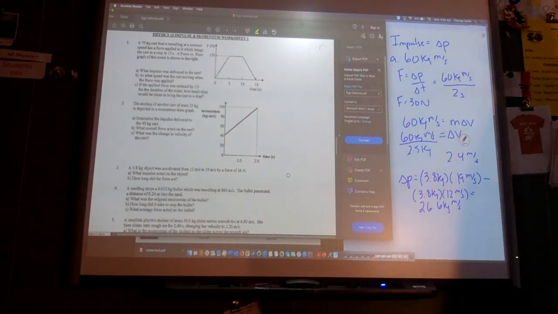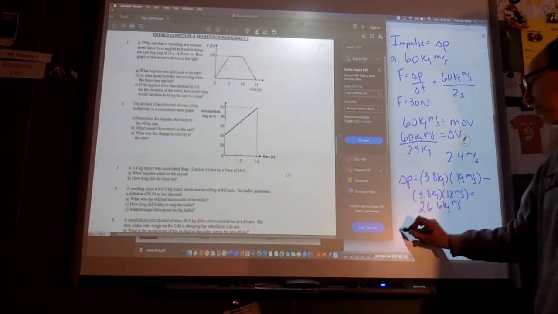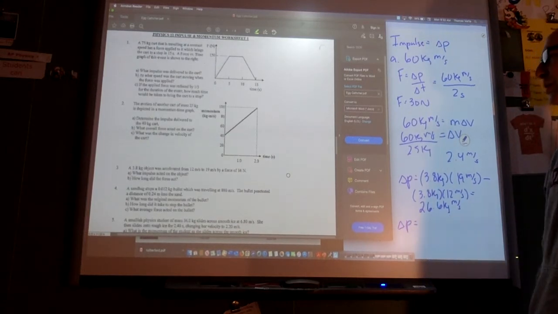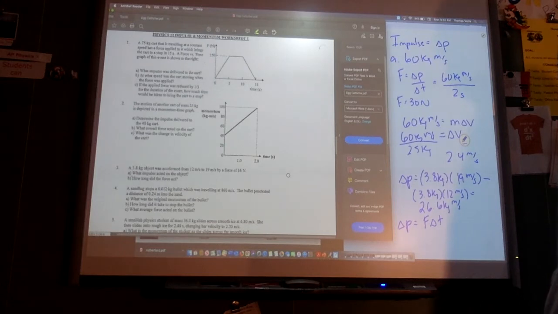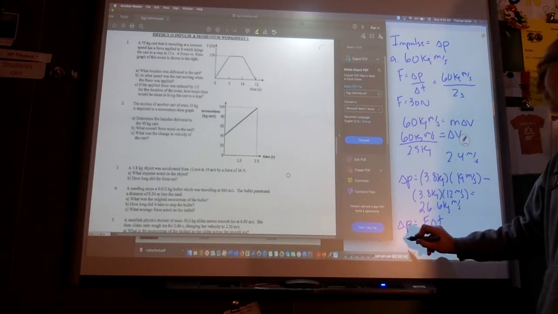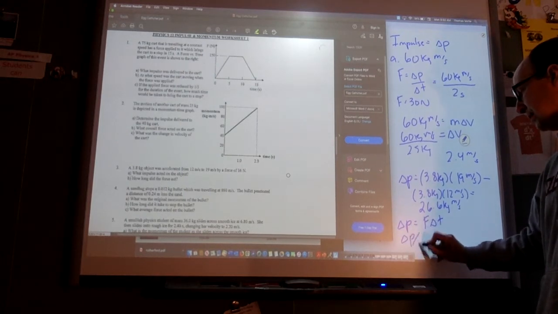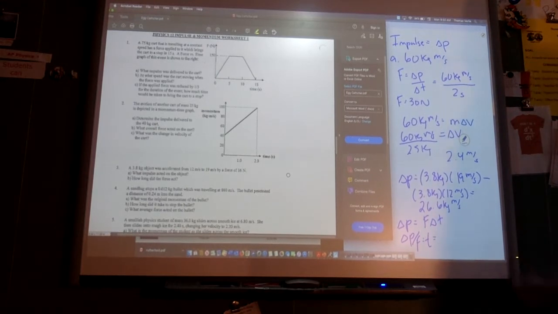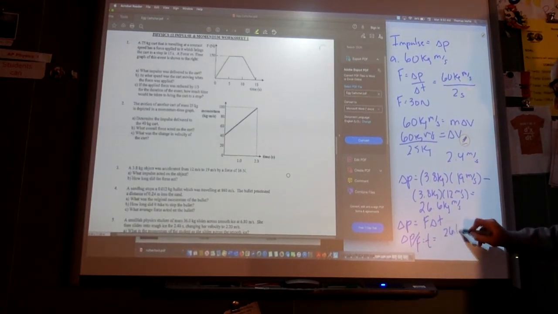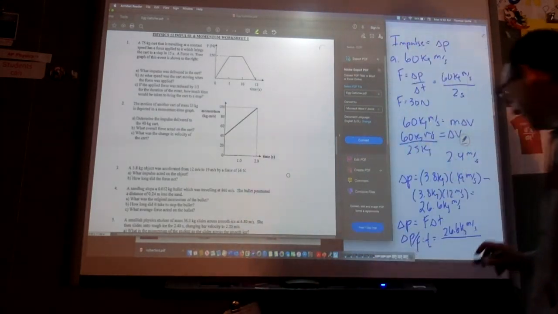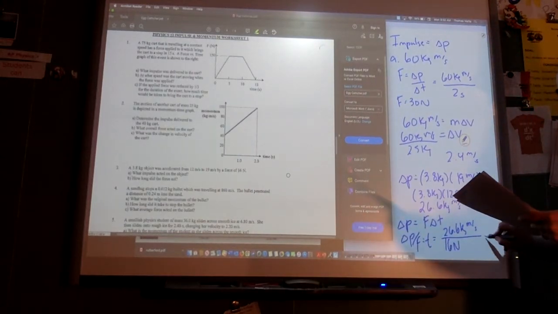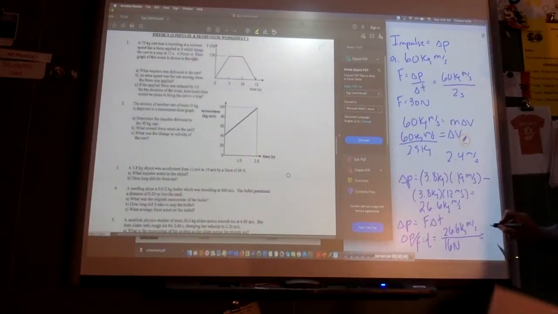How long did the force act? Again, this is also equal to F delta t. And so if I divide both sides by F, I would have delta P over F is t. So this is going to be 26.6 kilogram meters per second divided by the 16 that they give us, which was 1.7 seconds.